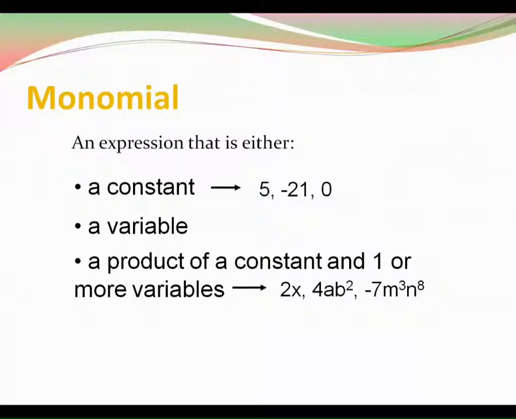Things like 2x, that's a monomial. 4ab squared, that's a monomial. -7 m to the third n to the eighth, that's a monomial. So it's just kind of like a clump of multiplication problems. It's got variables, it can have more than one, it can have different exponents, it can have constants in front. So it could be just a constant, could be just a variable, or it could be a product of constants and variables with any exponents.